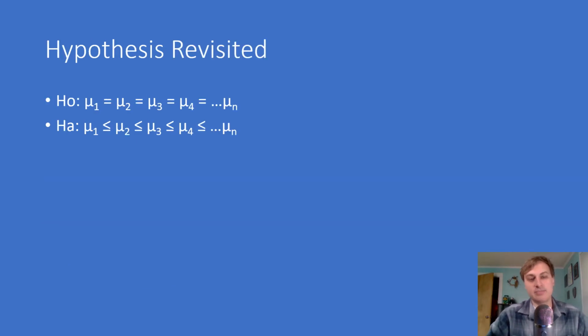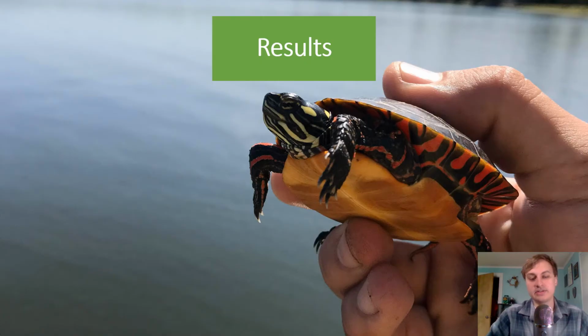So revisiting the hypothesis, this is what their H0 would look like, which is all the means would be equal to each other, whereas their HA would be the mean of their first container would be less than or equal to the second one, less than or equal to the third, and so on and so forth until they go through all of them. So let's talk about the results.